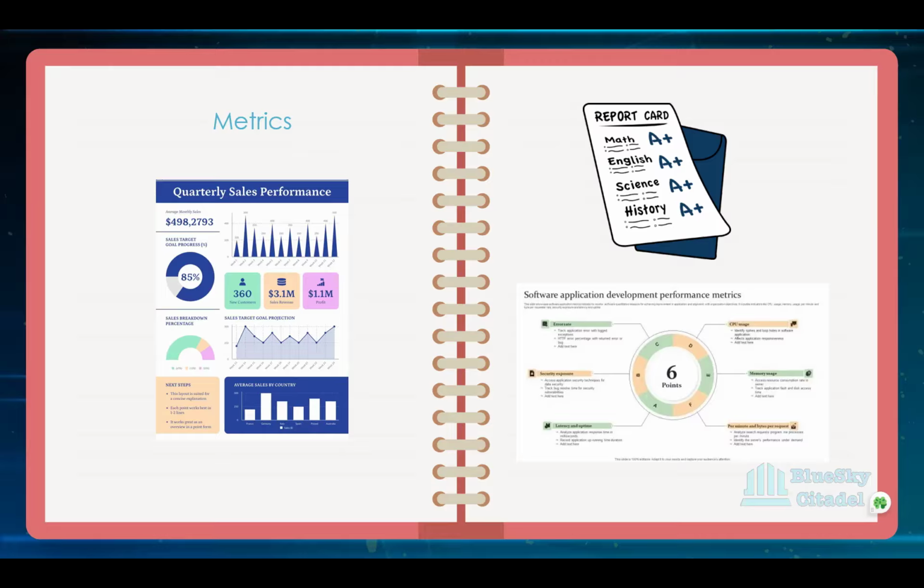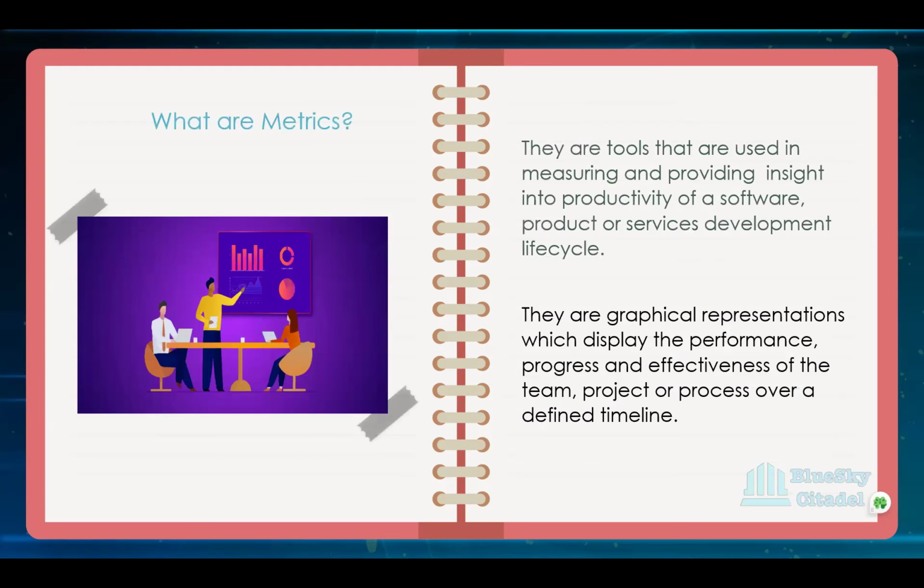In layman's terms, and also using examples to that effect. But when it comes to agile, in agile, metrics are tools that are used to measure the progress. It can measure performance or effectiveness of a team or the project or the process that they're using.